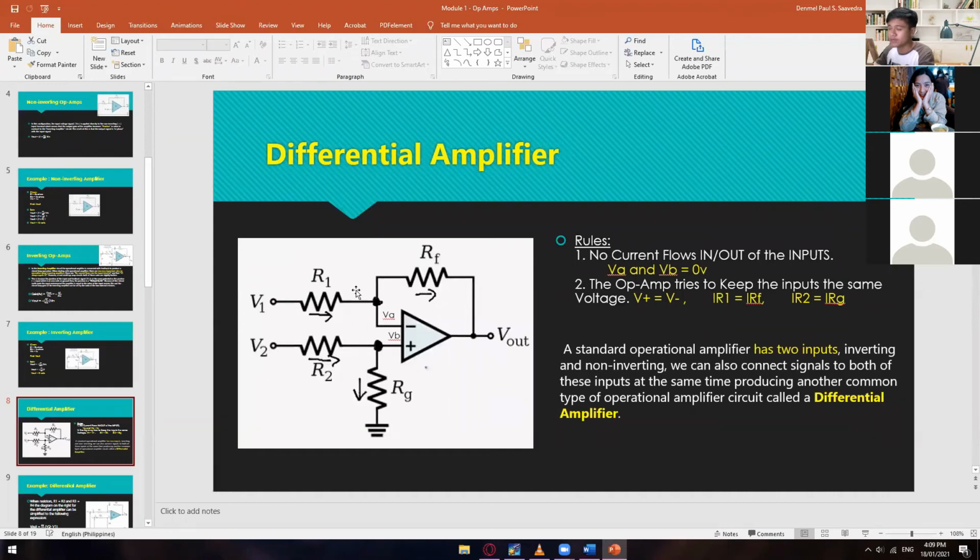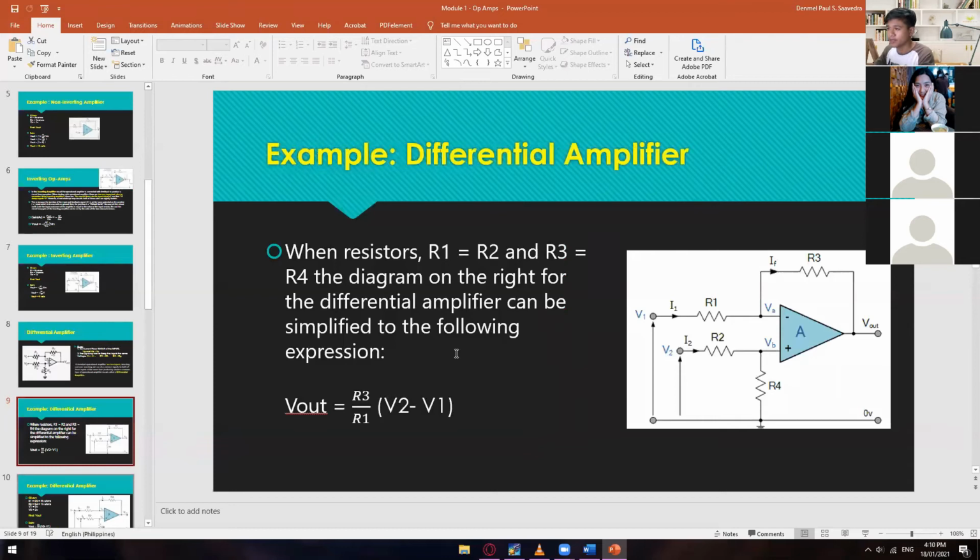So last meeting, we discussed one input only, which is an inverting or non-inverting. But once you have two inputs, like for example, this one, an input on the inverting and then another input on your non-inverting, this is now called a differential amplifier. Okay, so let's have an example of this differential amplifier.